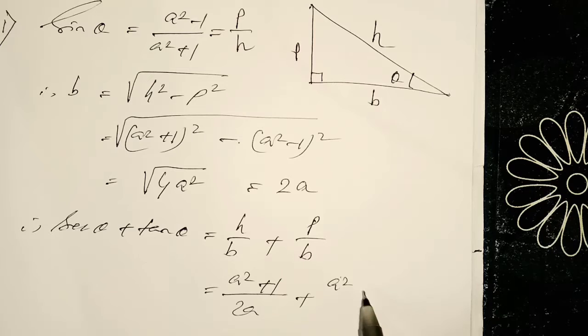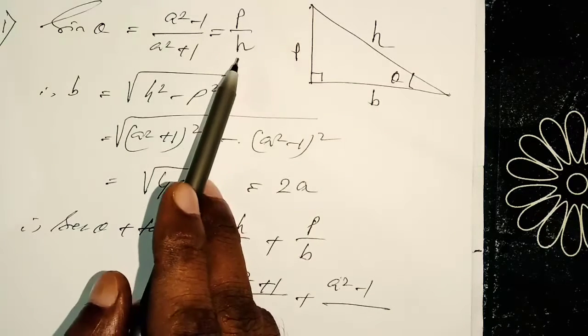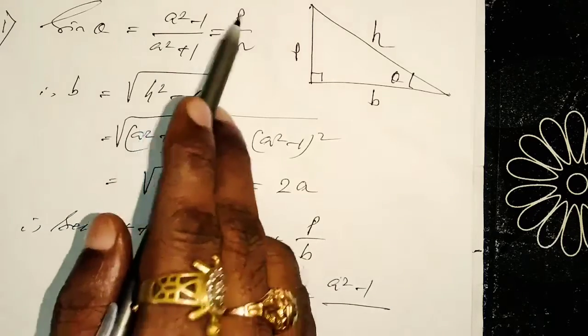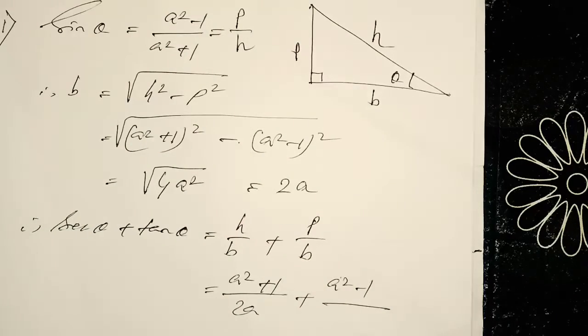The perpendicular is a square minus 1, because the sin theta value given here is P by h, a square minus 1 by a square plus 1. Comparing, P is equal to this one and h is equal to this one. Therefore, P is equal to a square minus 1 by b. B is 2a, which you got. The LCM will be 2a. Now, if you add, the 1 plus 1 minus 1 is cancelled. 2a square by 2a, the final answer is a. So what is the value of sec theta plus tan theta? That is a. See, a very easy question.